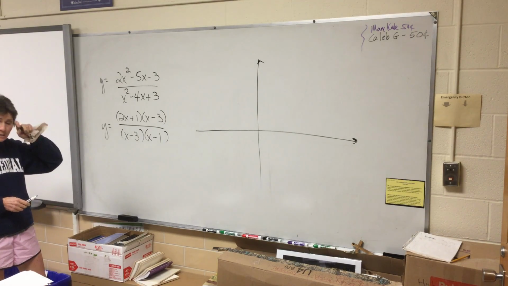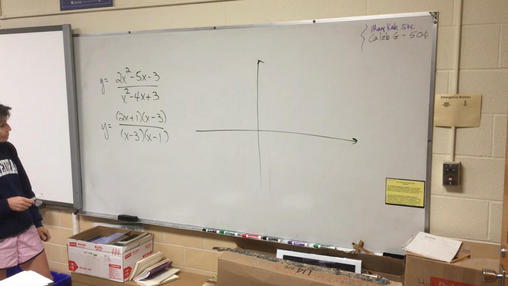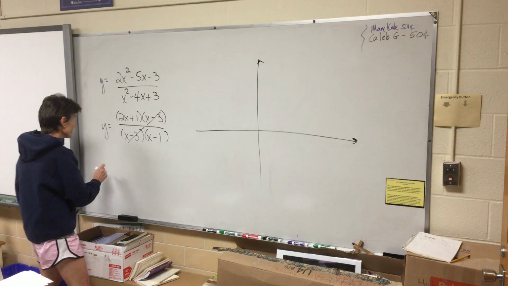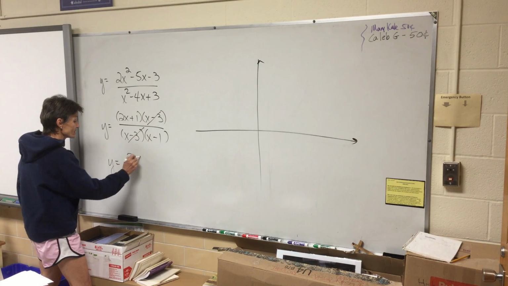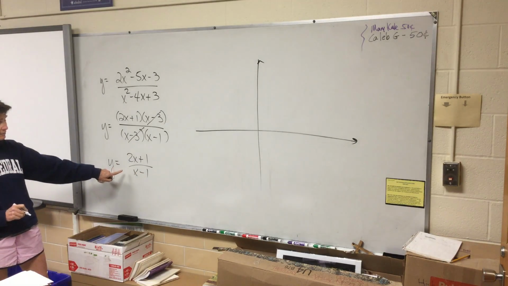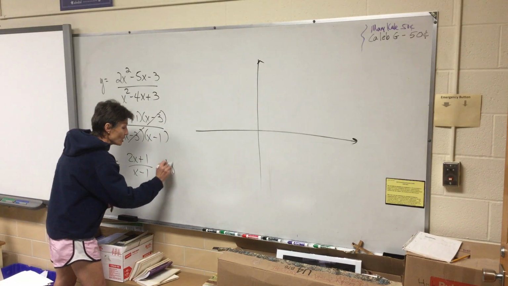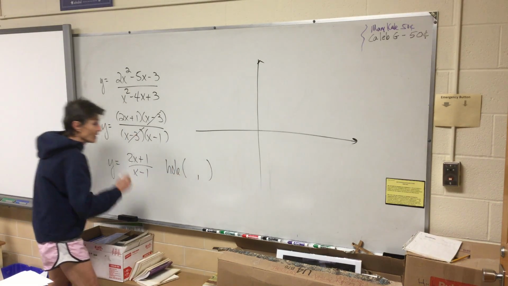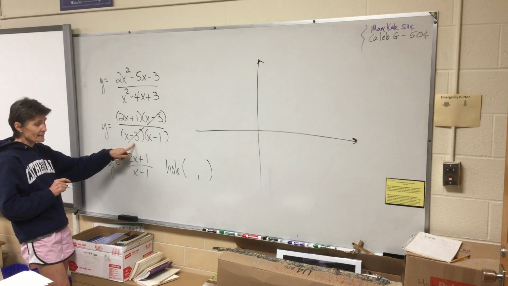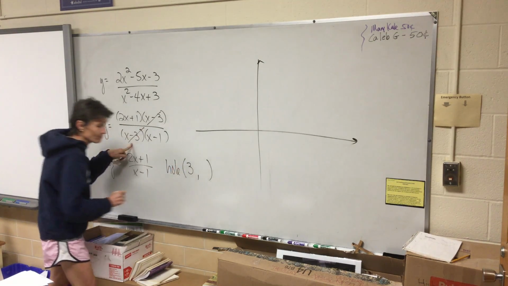All right, but what do you notice now? We got it all factored. What do we have? A hole. Yep, we're going to have a hole because our problem reduces to this. This is all that's left. But because we canceled, we know we're going to have a hole, and where is that hole going to be? Where x is 3, yep.